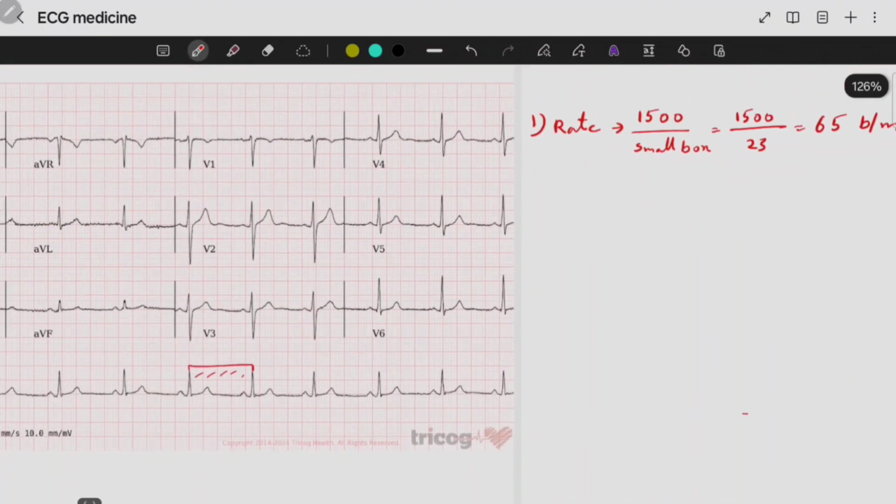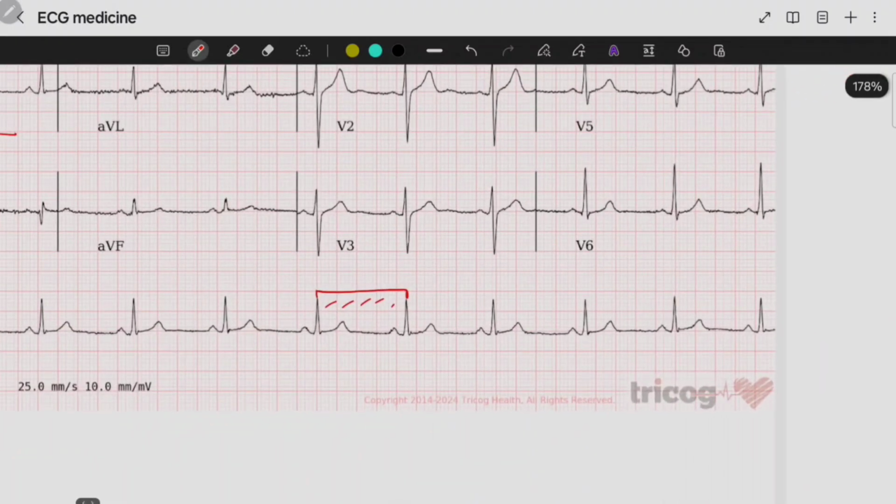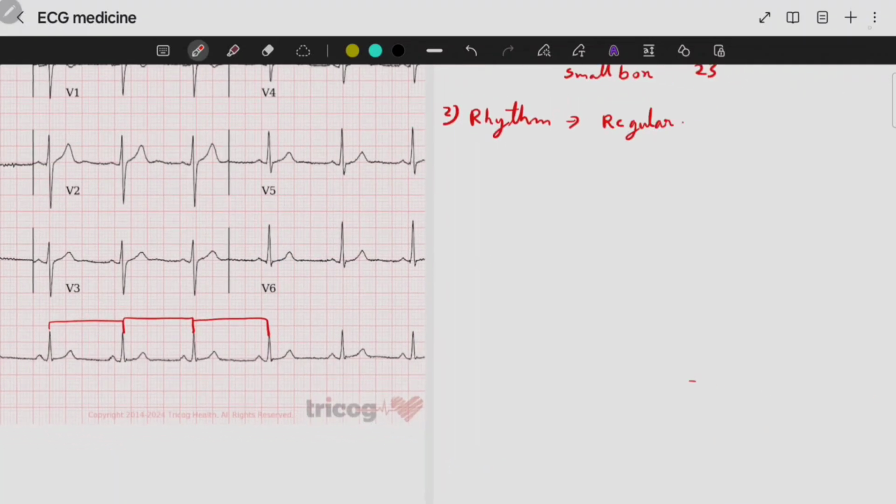Next, you have to see the rhythm. To see the rhythm, you have to look at 3 consecutive middle portions of the QRS complex. You can see here this is 23 small boxes. 23 small boxes means the rhythm is regular. So the rhythm is regular.